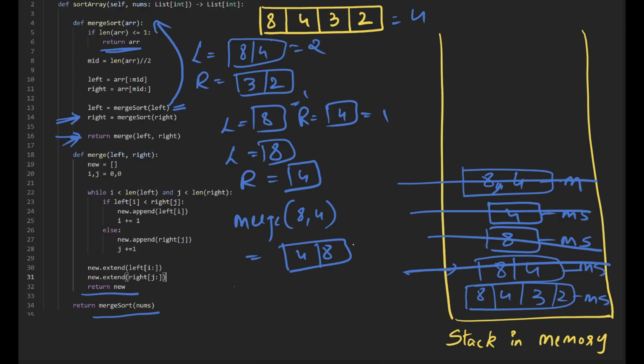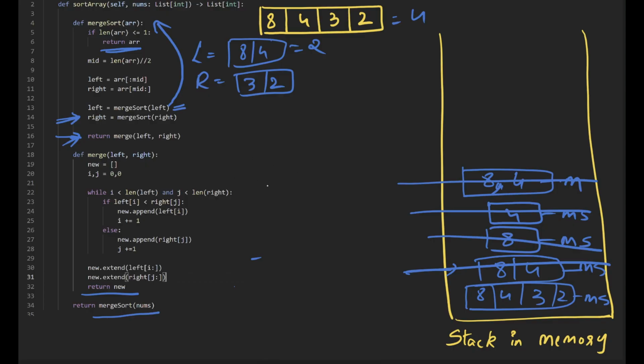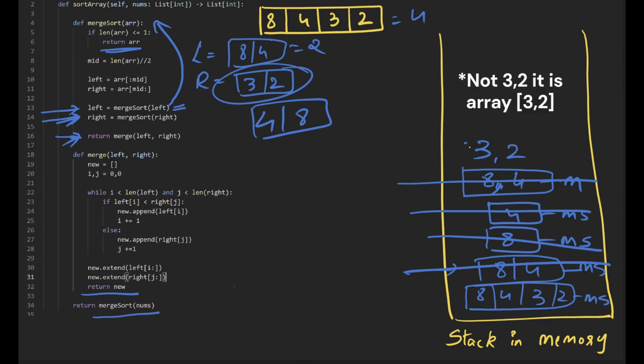Now we are done with left. Remember, we are done with left and we got 4 comma 8 as our answer. Now this is the first time we go to the right side of the actual input array. For the left, we'll store it. We got 4 comma 8, and when we called the main input array, 8 4 3 2, we were stuck in line 13. Now we get to go to line number 14 for the right. What is right? Our right is 3 comma 2. So we call merge sort for 3 comma 2.